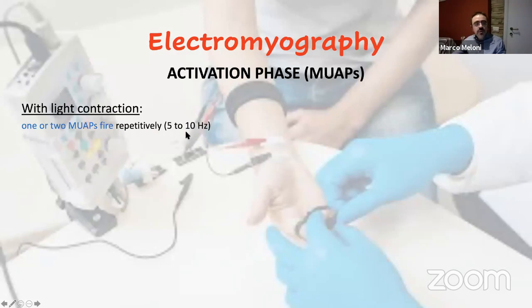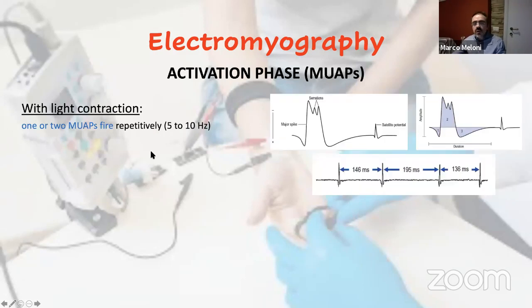And with light contraction, we can have one or two motor unit action potentials that usually have this feature with the Mayer spike, usually serration, and usually there is also a satellite potential that can be seen more when there is a reinnervation. We divide this potential in phases when we cross the zero line. So first phase, second phase, third phase is a triphasic potential.